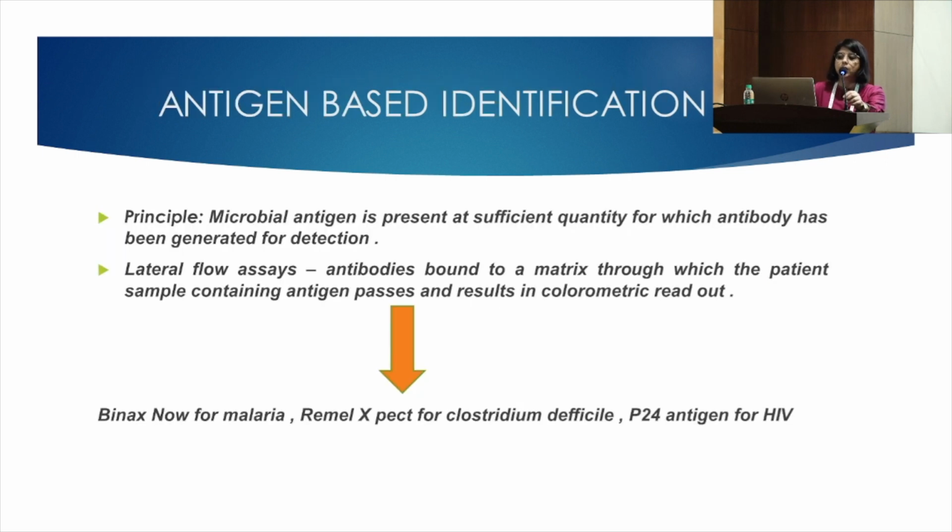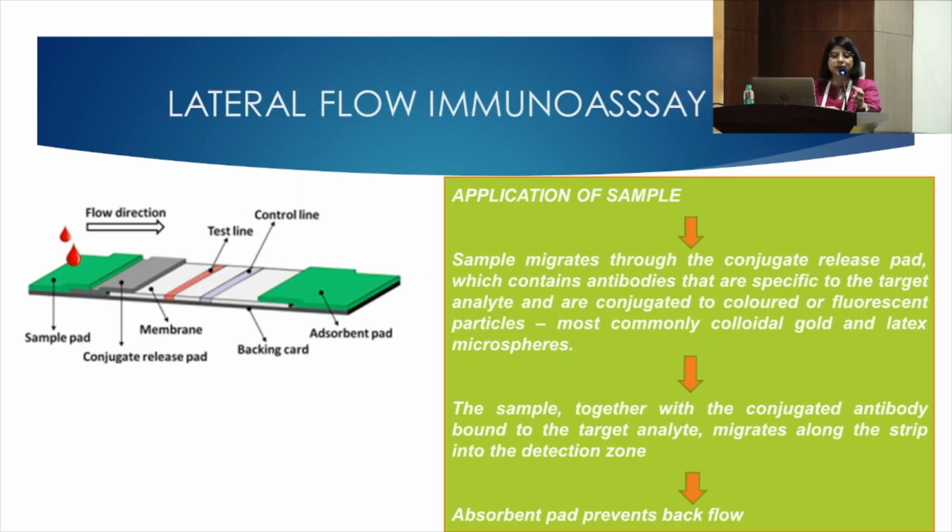Now, antigen-based identification is very simple to understand. Antigen, antibody, they combine together and you get a result. Basically, that's the main principle on which it works. So lateral flow assays have been used for a long time, where the antibodies bind with the matrix through which the patient sample containing antigen passes, okay? You get a color, that is a colorimetric readout, which we have been doing for malaria, C. diff, and for HIV as well. So this is a basic principle. I wanted you to understand what happens in this.